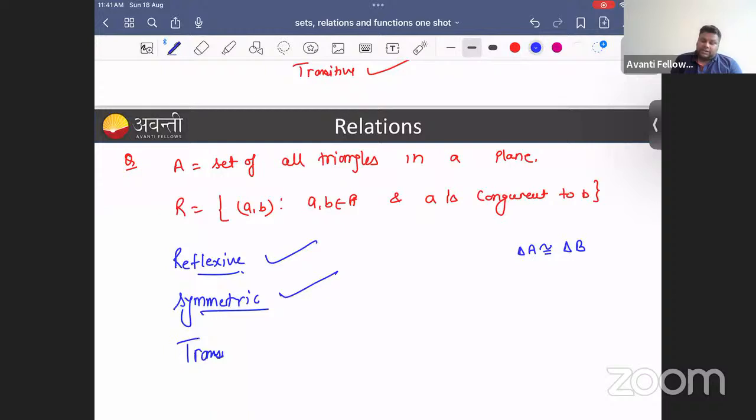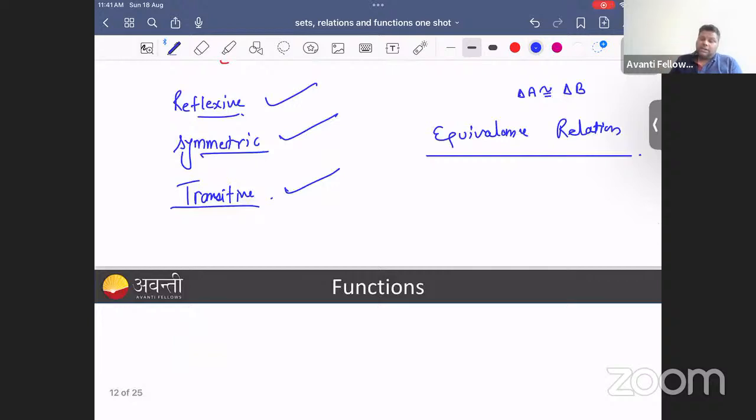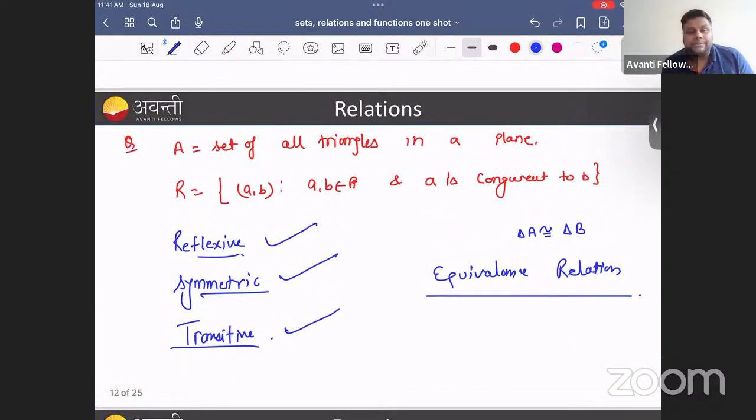Now, is this relation transitive? A is congruent to triangle B, B is congruent to triangle C. Is A congruent to triangle C? Yes. So, since this relation is reflexive, symmetric, and transitive, it is an equivalence relation. The relation is reflexive, symmetric, and transitive all. It is an equivalence relation. Am I clear?